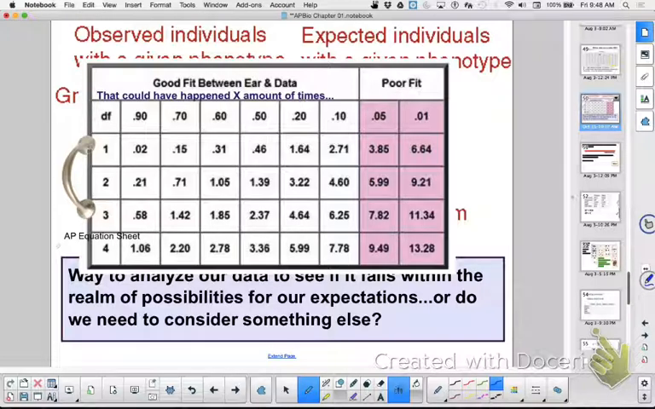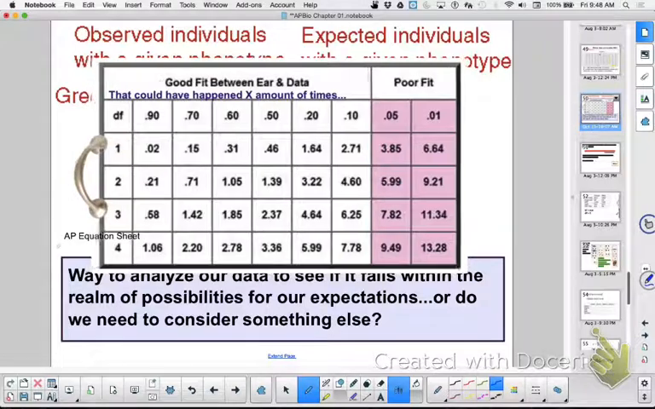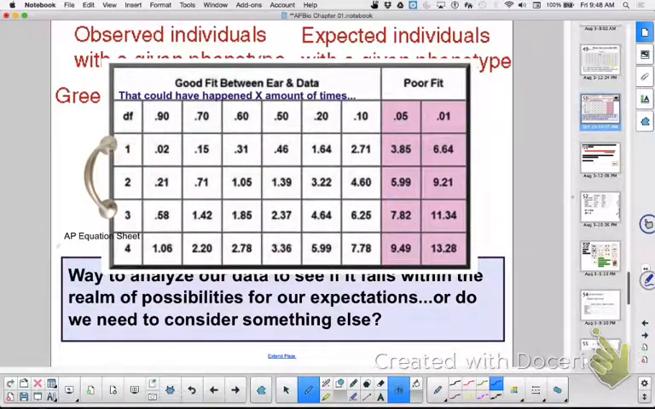Yes? What are those numbers on the top? Which one right here? Oh, 90% confident, 80% confident. Those are your confidence levels.